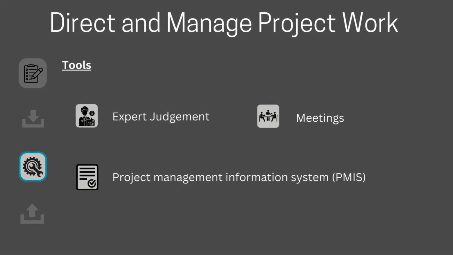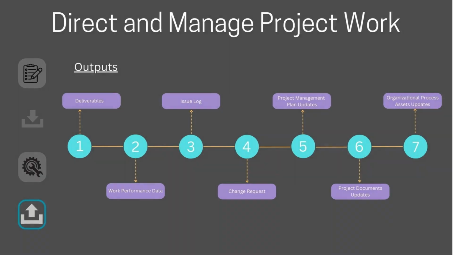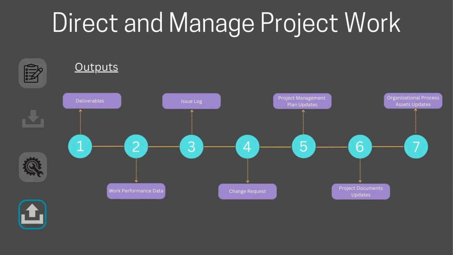Tools used in the direct and manage project work process include expert judgment, project management information systems, and meetings. The outputs of this process include deliverables, which are the actual products or results produced, and work performance data, which shows how the project is progressing. It reflects what is being created, what is in progress, and the status of the project at any given time. Issue logs capture all deviations and their corrective measures. These logs are managed and tracked by the project manager to ensure that issues are properly addressed during execution.